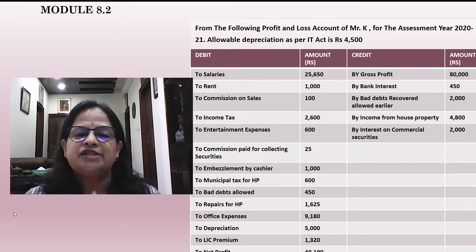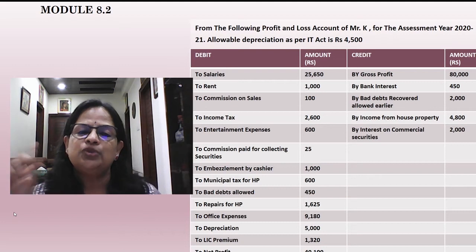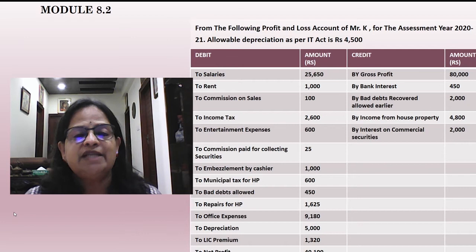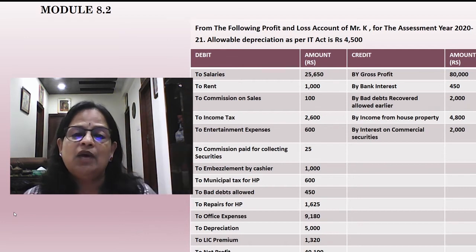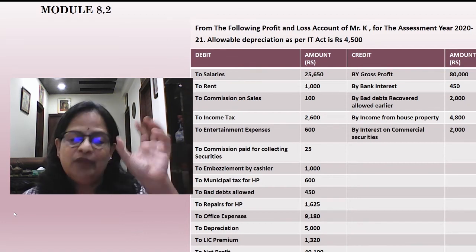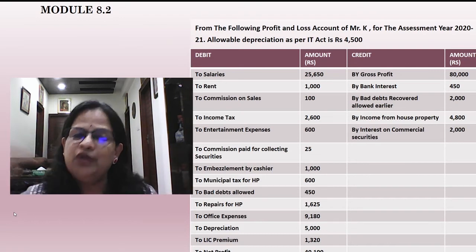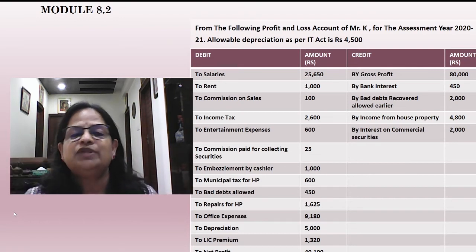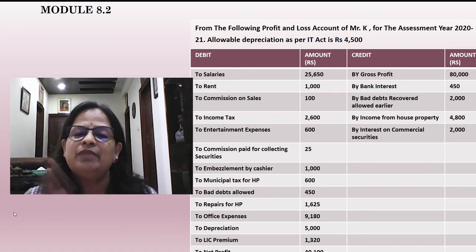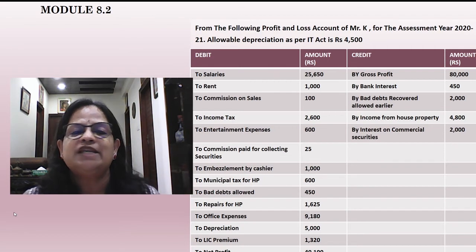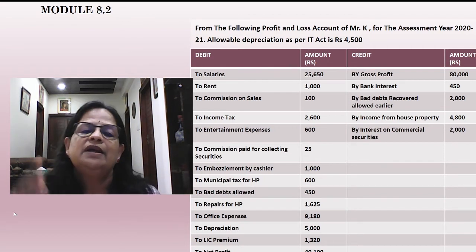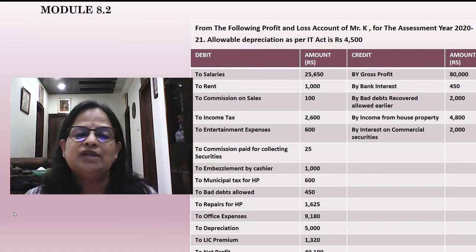Now bank interest is not allowed because it should go to income from other sources. Bad debts recovered, allowed earlier, is an income, because when it's allowed as an expense we reduce the income by that much. Now when you are recovering it again, that is an income for the firm. It is allowed. Income from house property is not allowed because it should go to income from house property. Interest on commercial securities is not allowed because it should go to income from other sources.